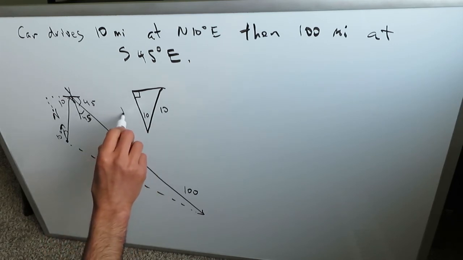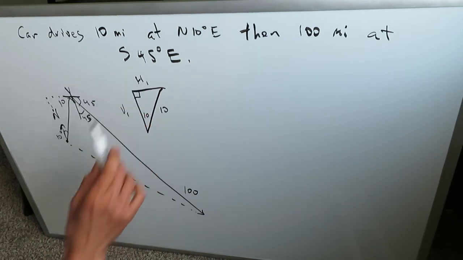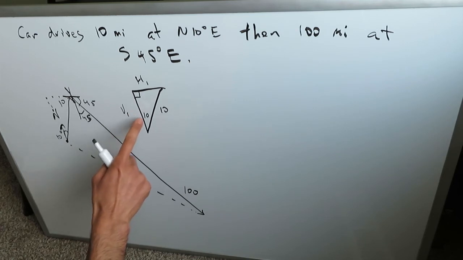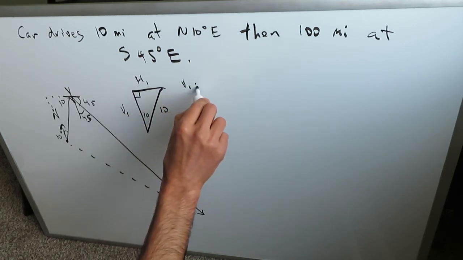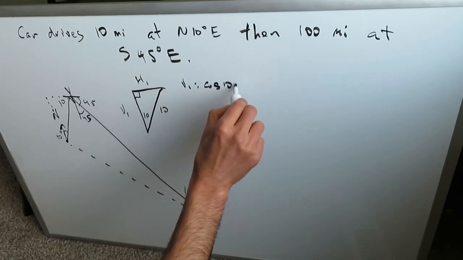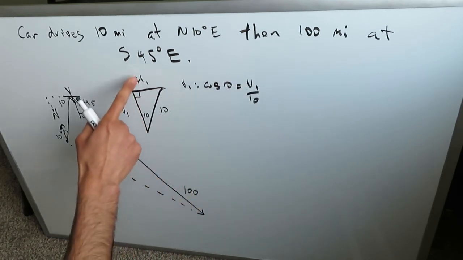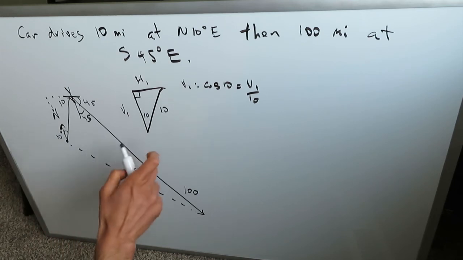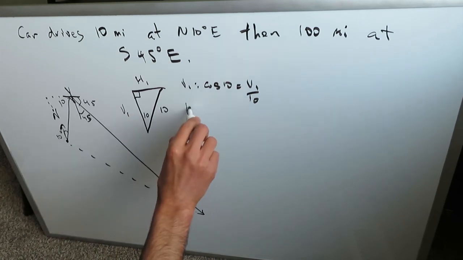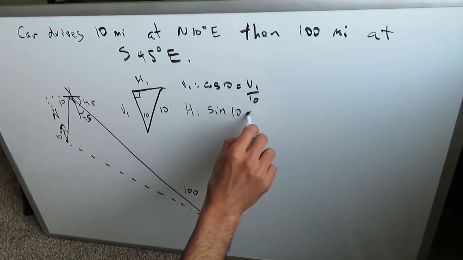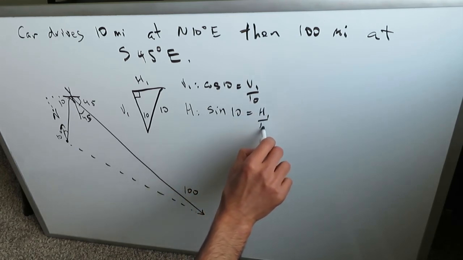We have a vertical 1 component here and a horizontal 1 component, and we can use trigonometry to calculate them out. Let's do vertical 1. Vertical 1 here happens to be adjacent, so for vertical 1 you're going to do cosine 10 degrees is equal to V1 over 10. Let's look at H1. H1 is opposite to your 10 degrees. For H1 you'll use sine 10 degrees is equal to H1 over 10.